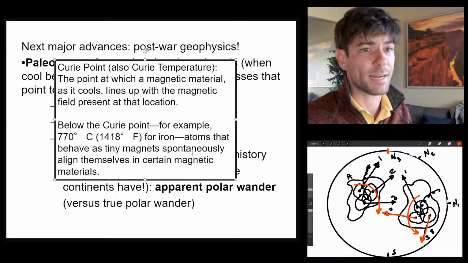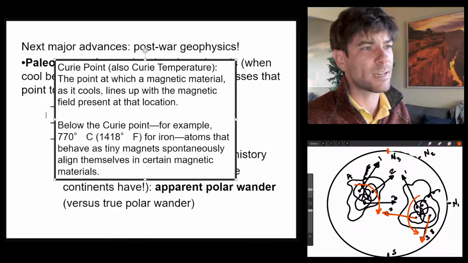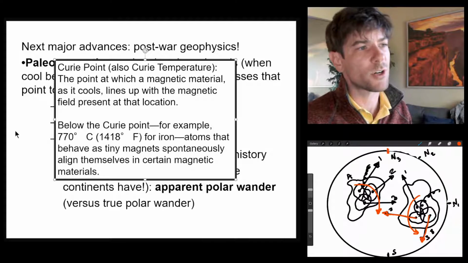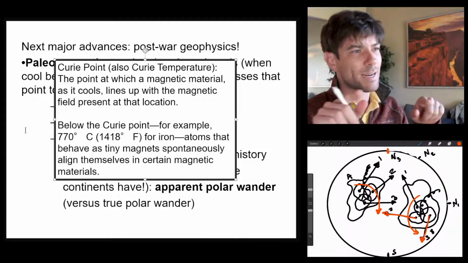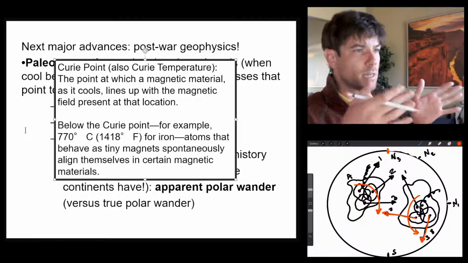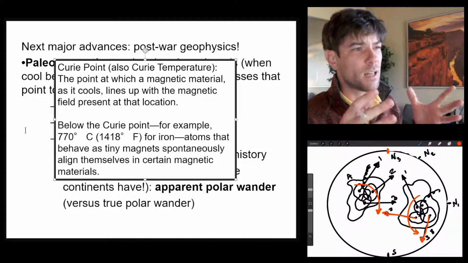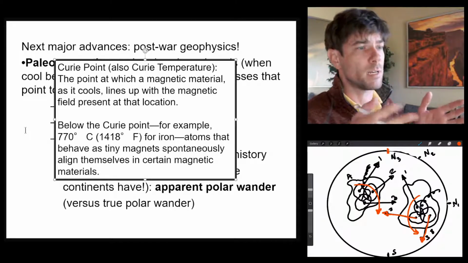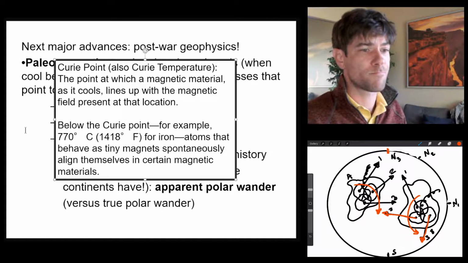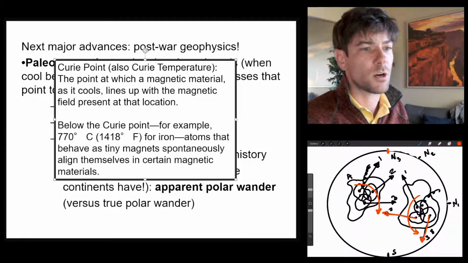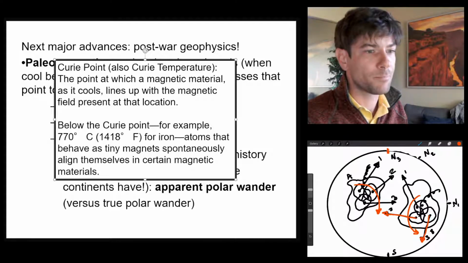Atoms that behave as tiny magnets spontaneously align themselves in certain magnetic materials. I don't think that that's actually a very good way of describing it. How I think about it is more that above this temperature, those magnetic materials are able to align themselves because they can move freely. But once they get below that temperature, they're kind of frozen, right? They're crystallized, and they're unable to move anymore if the magnetic field changes. All right. Okay. So the Earth has a magnetic field. Where does it come from? Let me see here.